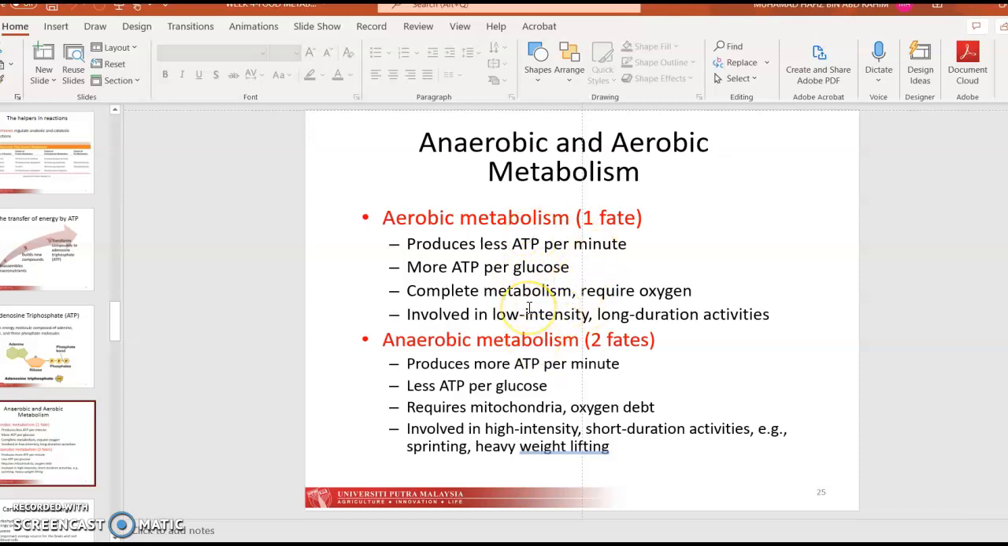Aerobic will be slower, but it will form more ATP per glucose molecule. Anaerobic metabolism without oxygen is faster. That's why when we run, we start using anaerobic metabolism. But it can only produce a low amount of ATP, about 2, because only glycolysis is performed. In addition, you will incur what we call oxygen debt, which you need to repay after you finish the exercise or strenuous activity.